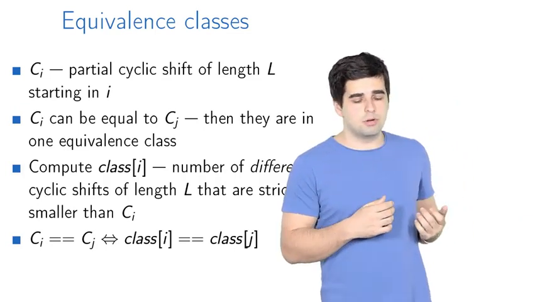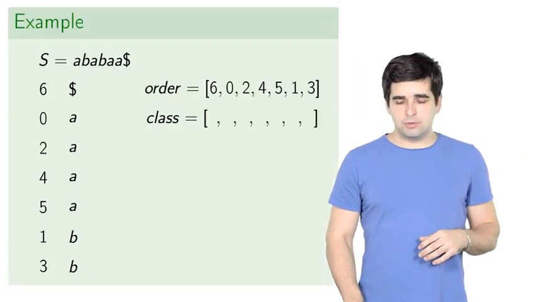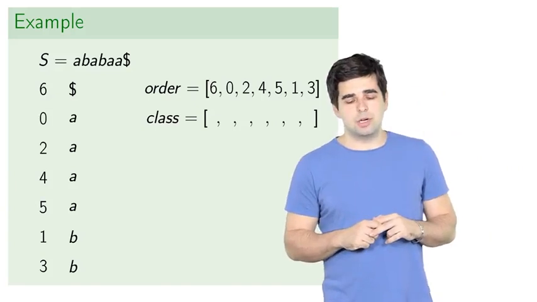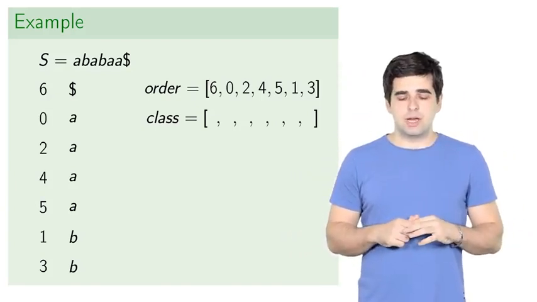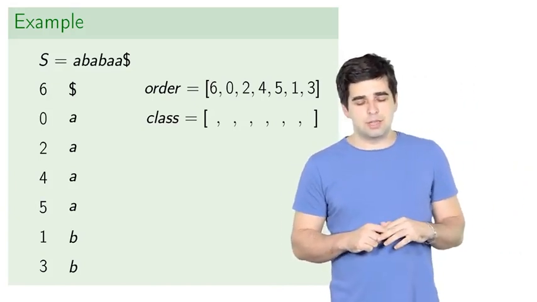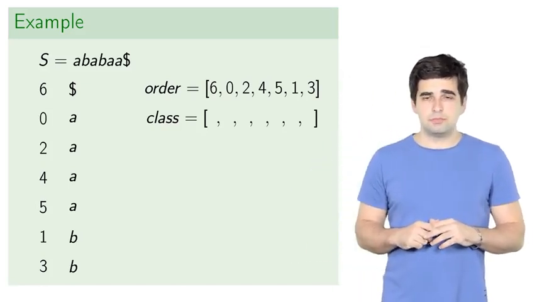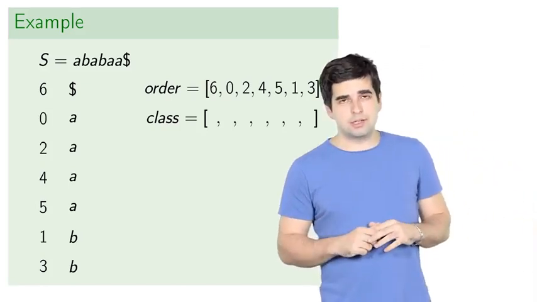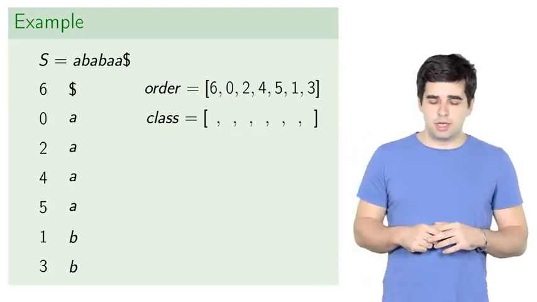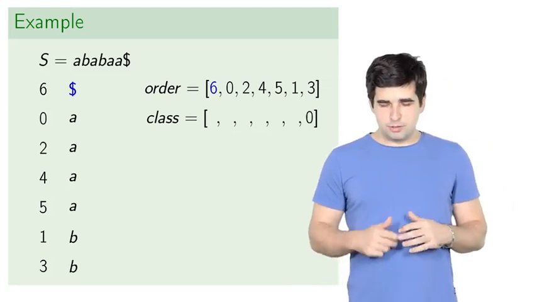We use the same string in all the examples. So this is our string, and we start by sorting the partial cyclic shifts of length 1, which are just single characters of this string. The smallest is $, then go 4 instances of letter A, and then 2 instances of letter B. 6 is the position of $ in the string, 0, 2, 4, and 5 are the positions of letters A, and 1 and 3 are the positions of letters B. In this case, the order of the partial cyclic shifts is 6, 0, 2, 4, 5, 1, and 3.